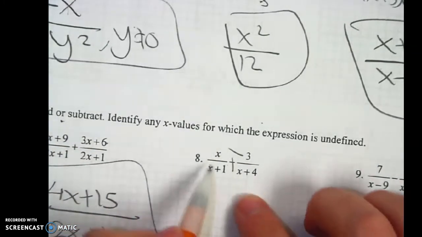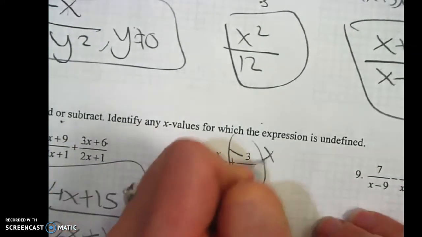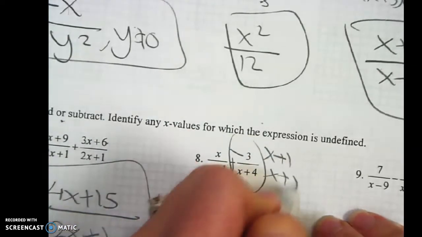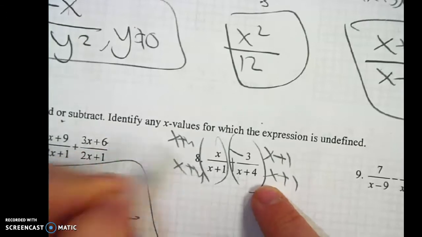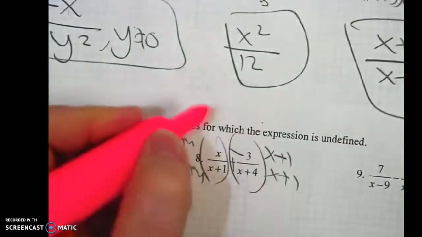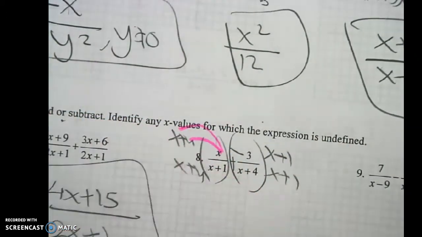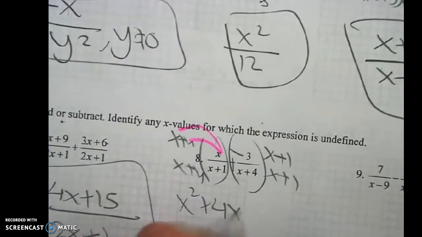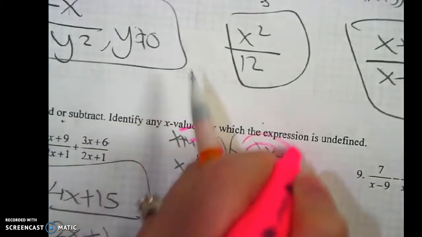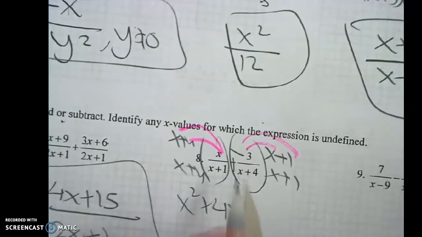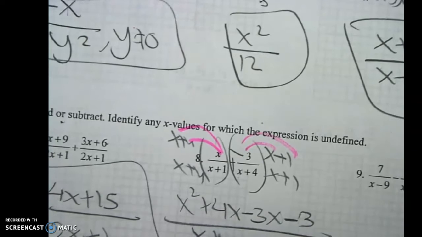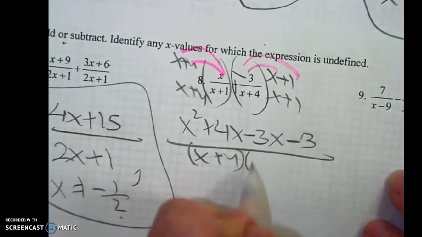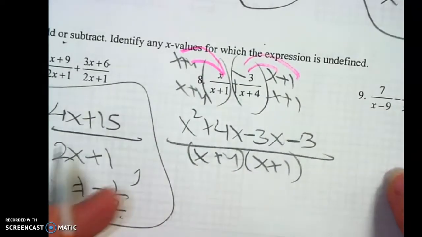Ugh. So this has an x plus 1. I got to give this an x plus 1. This has an x plus 4. I got to give this an x plus 4. And the key is you've got to distribute, distribute. Distribute, distribute. Don't forget the negative. And then I'm not going to multiply that out because they're my restrictions. And then I can simplify the top.